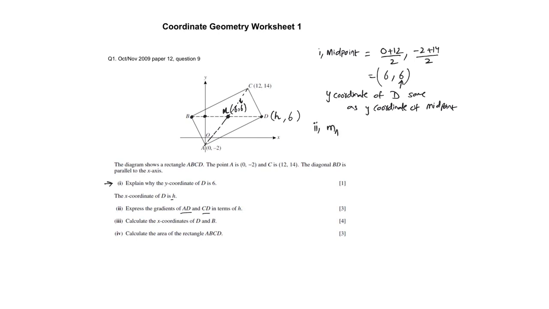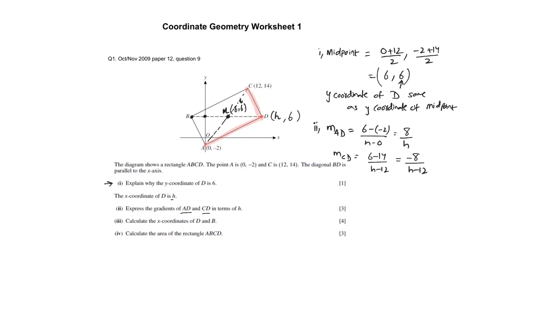The gradient of AD would be (6 minus 2) over (h minus 0), so 8 over h. Gradient of CD would be (6 minus 14) over (h minus 12). So this comes out to be minus 8 over (h minus 12). One thing you can notice over here is that AD and CD are both perpendicular lines.